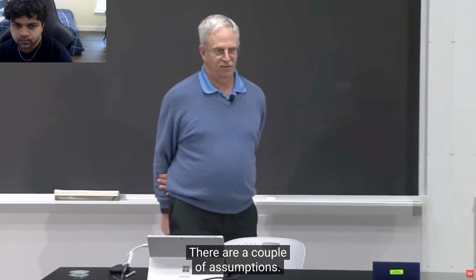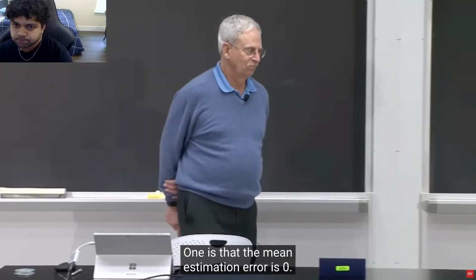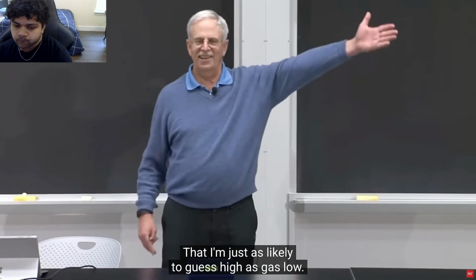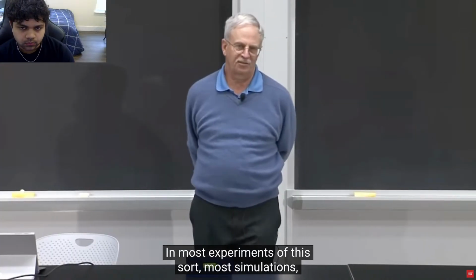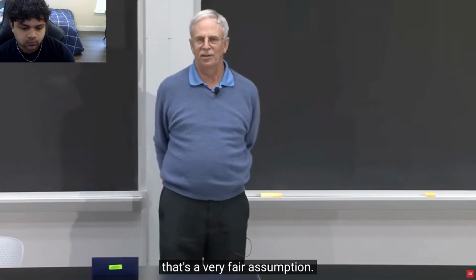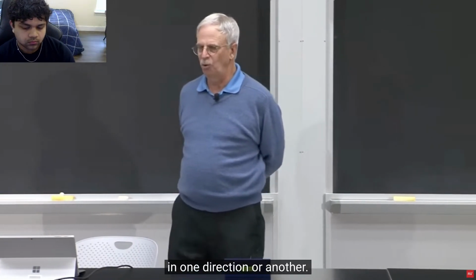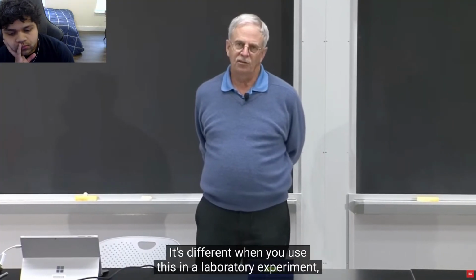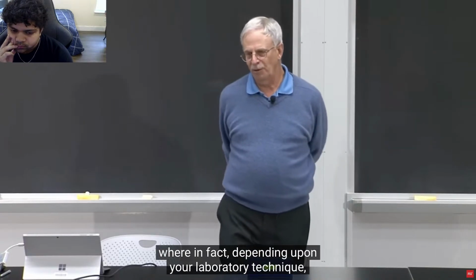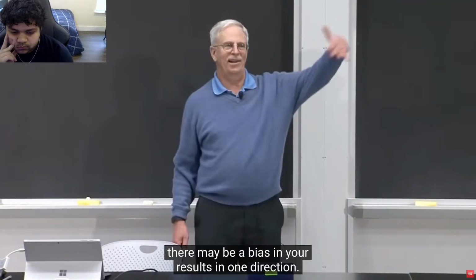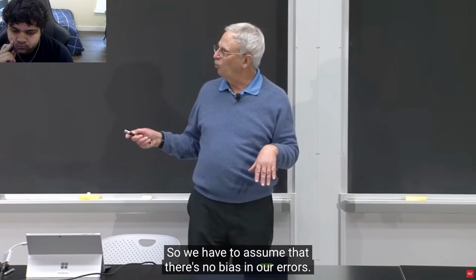All right. The empirical rule doesn't always work. There are a couple of assumptions. One is that the mean estimation error is 0. What is that saying? That I'm just as likely to guess high as guess low. In most experiments of this sort, most simulations, that's a very fair assumption, right? There's no reason to guess I'd be systematically off in one direction or another. It's different when you use this in a laboratory experiment, where in fact, depending upon your laboratory technique, there may be a bias in your results in one direction. So we have to assume that there's no bias in our errors.